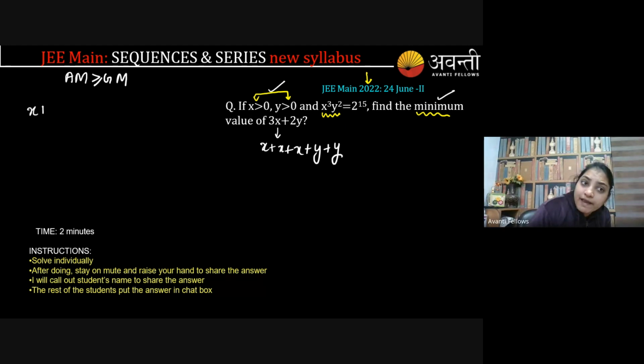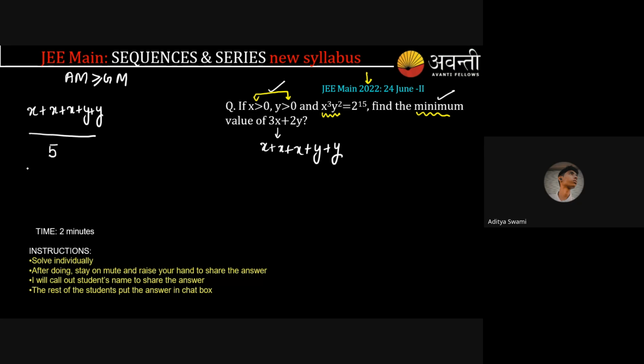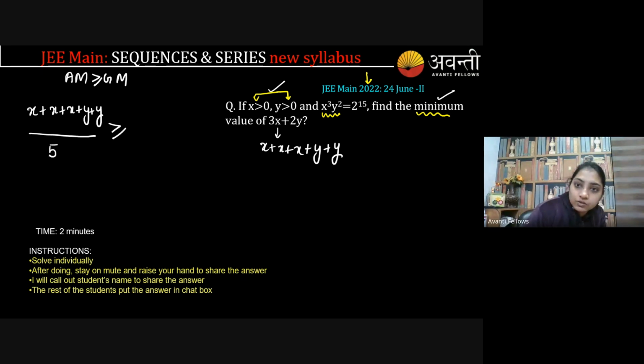It means you can say x plus x plus x plus y plus y. How many numbers are there? 5. So I must divide it by 5. That must be greater than or equal to x cube y square, and its power is 1 upon 5.